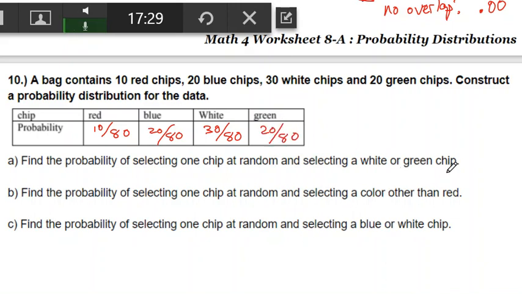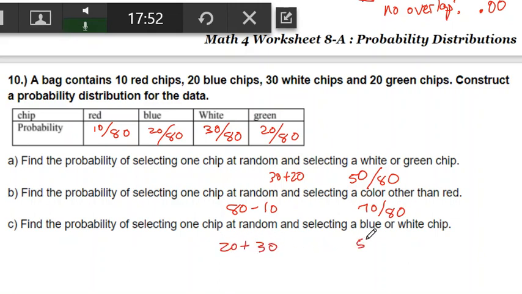So white or green, that's 30 plus 20, that's going to be 50 out of 80. Other than red, that's going to be 80 minus the 10, which is going to be 70 out of 80. Blue or white, blue is 20, white is 30, so we're going to have 50 out of 80.